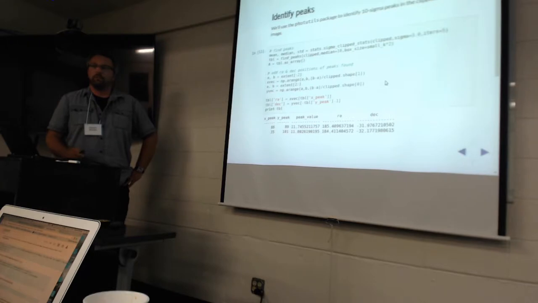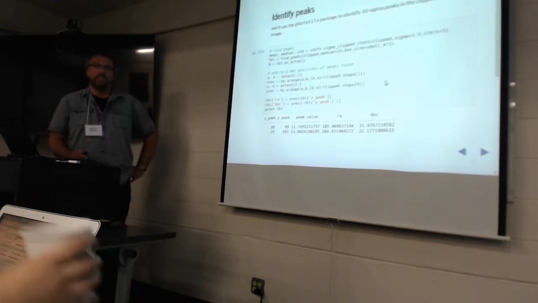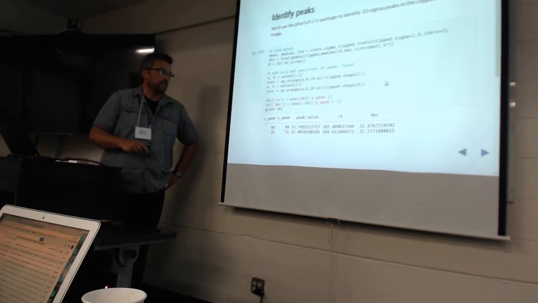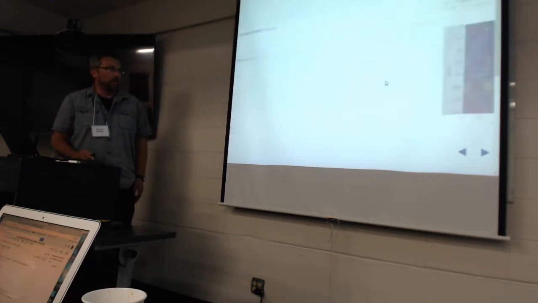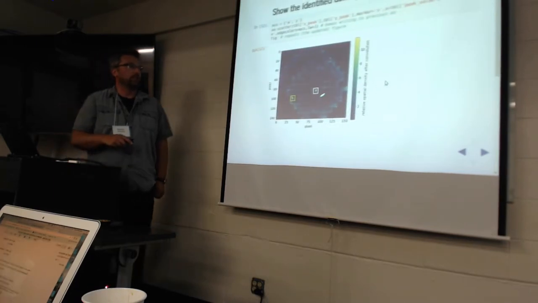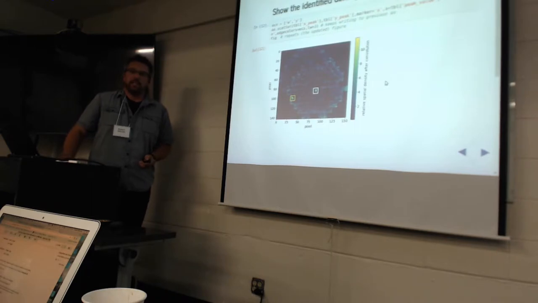We use some canned code from somewhere else, from the plot util package. There's a function called find peaks. It finds those peaks in pixel coordinates, and then you can translate it into array index so that you know where the pixels are. Where did it find them? I put them here in yellow and then in white. These are the only two pixels found that had more than 10 sigma distance from the median.